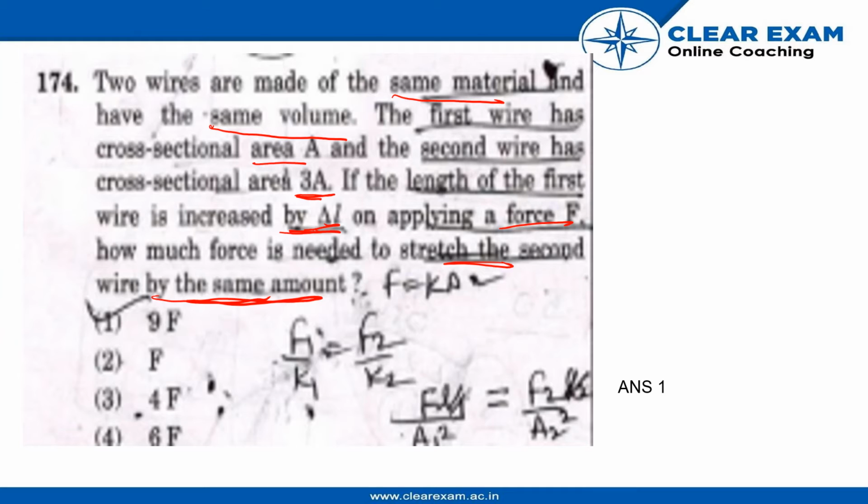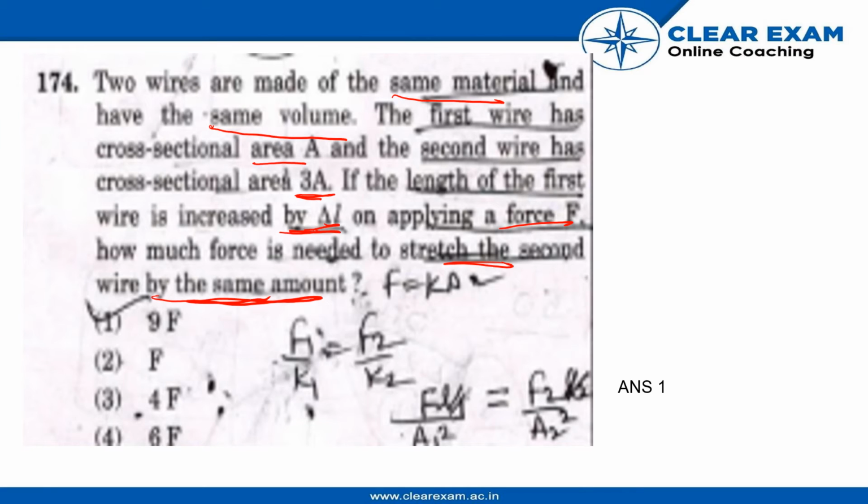Now let's draw a rough figure. For the first wire, the length is L and the area is A. For the second, we have area 3A and the length would be L by 3.